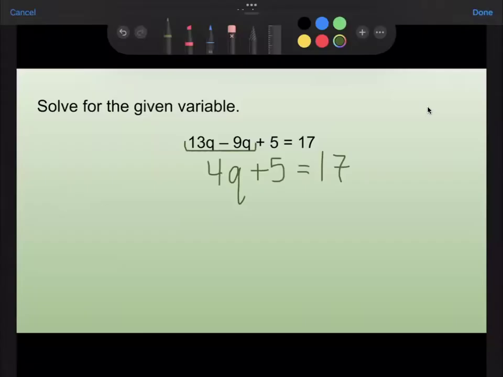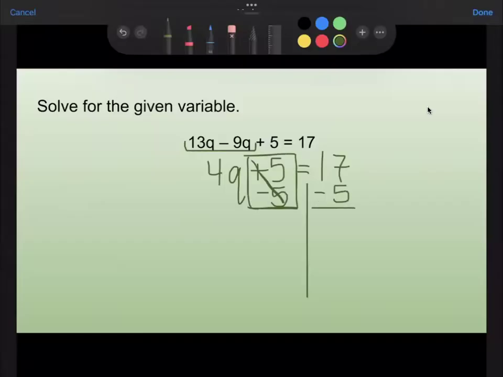17. Okay, let me double check my math on that because I'm not great at subtracting from the top of my head. Nope, that's it. Yep, 4q plus 5 equals 17. Okay, so now I need to move things away from the q and to the other side of the equation. So I'm going to do the opposite of adding 5, which is to subtract 5. So I'm going to subtract 5 from both sides.